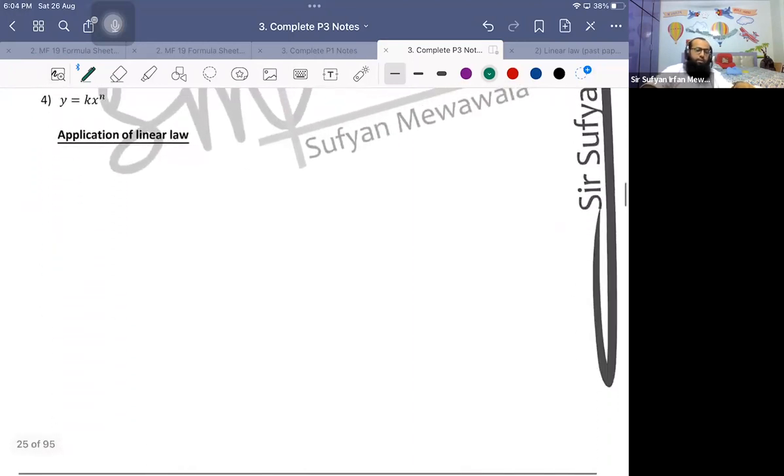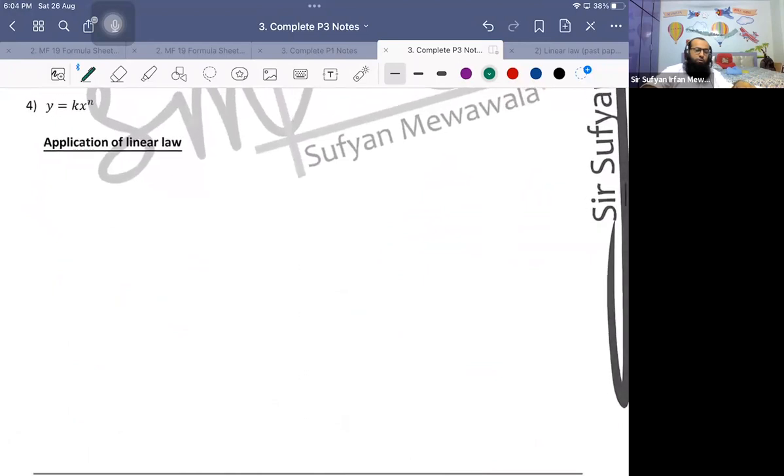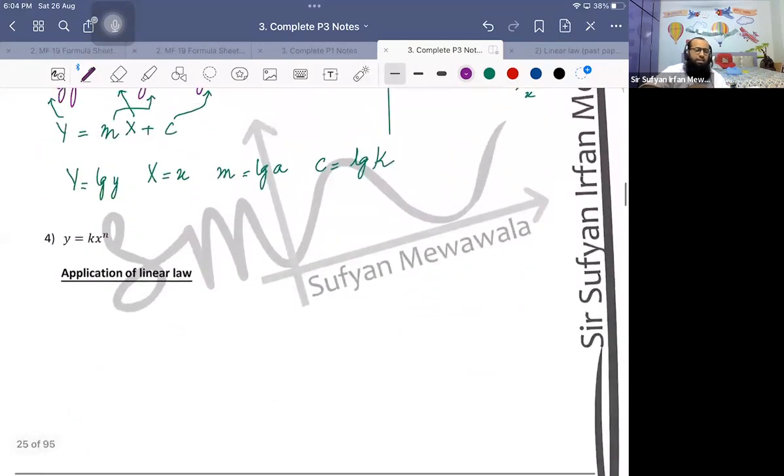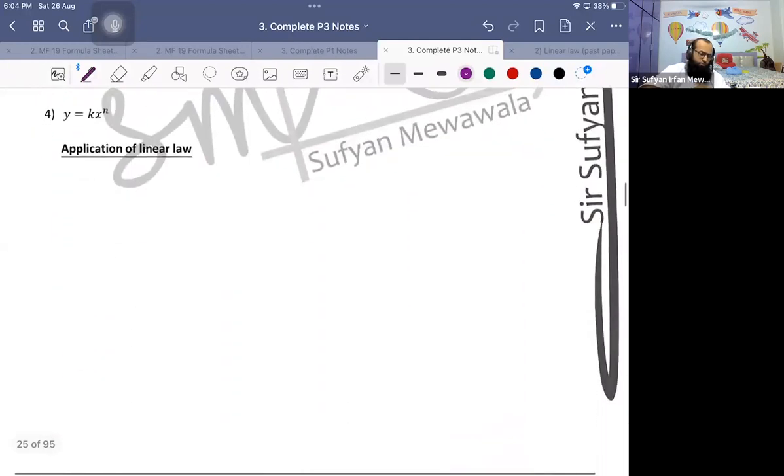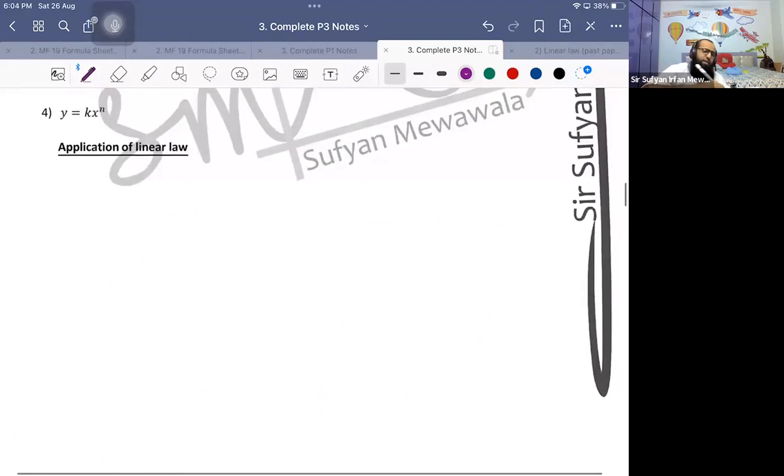Okay, then moving on to y equals k x power n. This is very similar to what we have already covered, with just one difference: we are going to identify the variables only once we have applied lg or ln on both sides. Again, we can take either lg or ln on both sides. In the third example, we took lg. So now, just to change that, let's take ln on both sides.